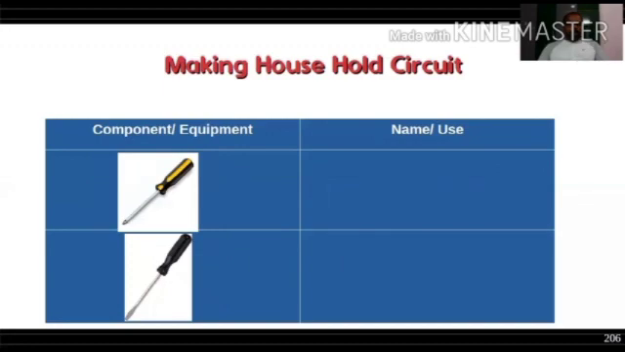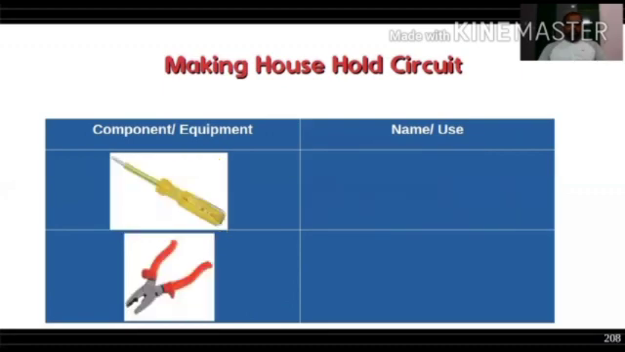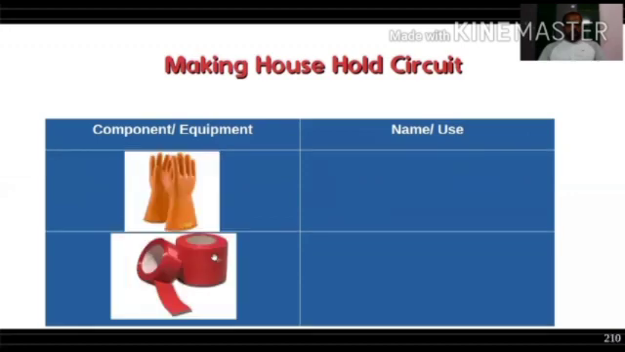Then a screwdriver, star and negative. Both tools are hand operated, used to turn screws with slotted heads. Then tester and plier. Pliers are used for gripping something round like a pipe or rod. Some are used for twisting wires, etc. Tester is used to check the flow of current, whether current is present or not.